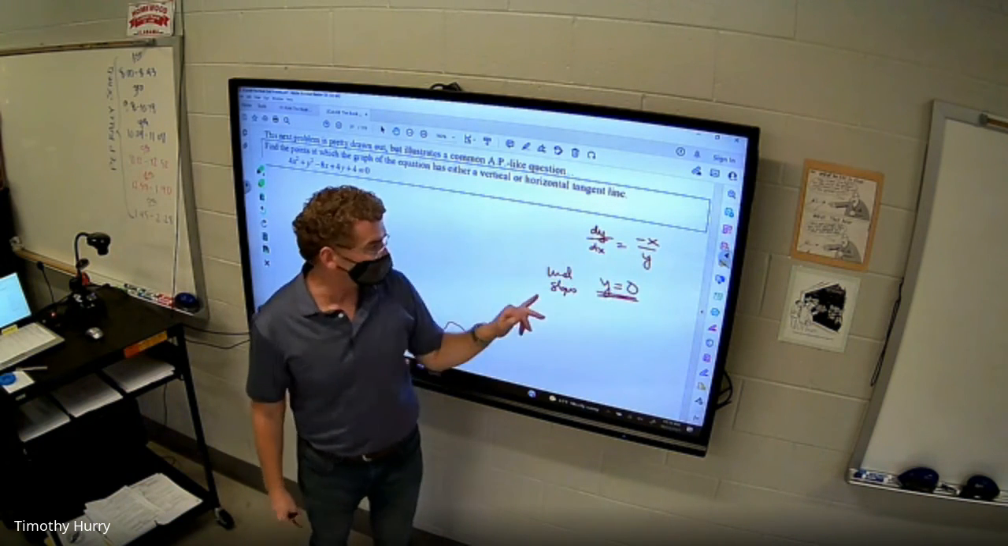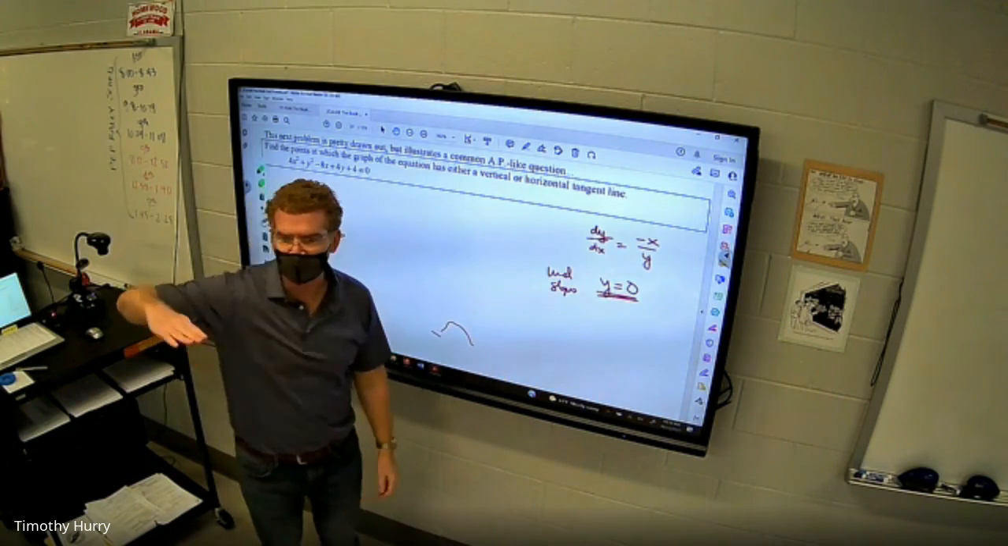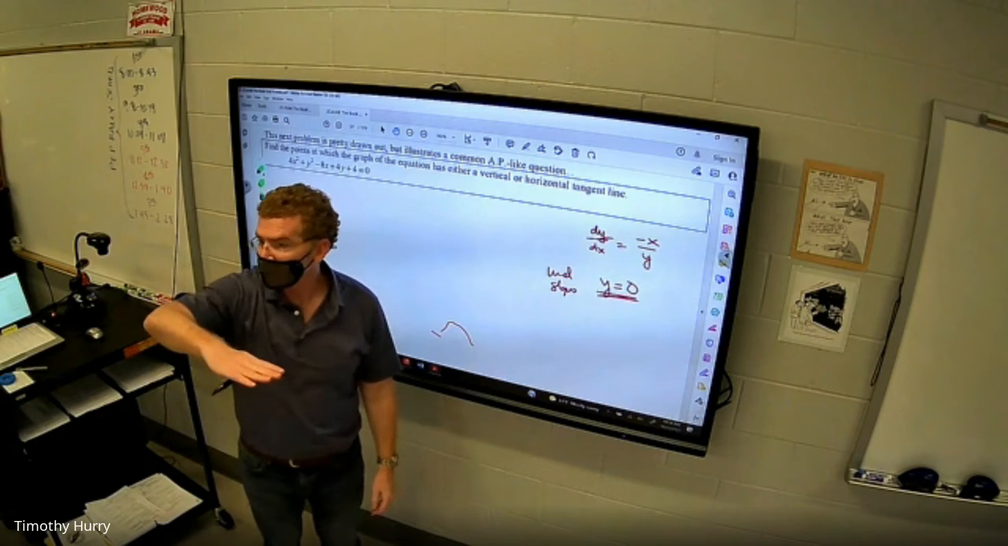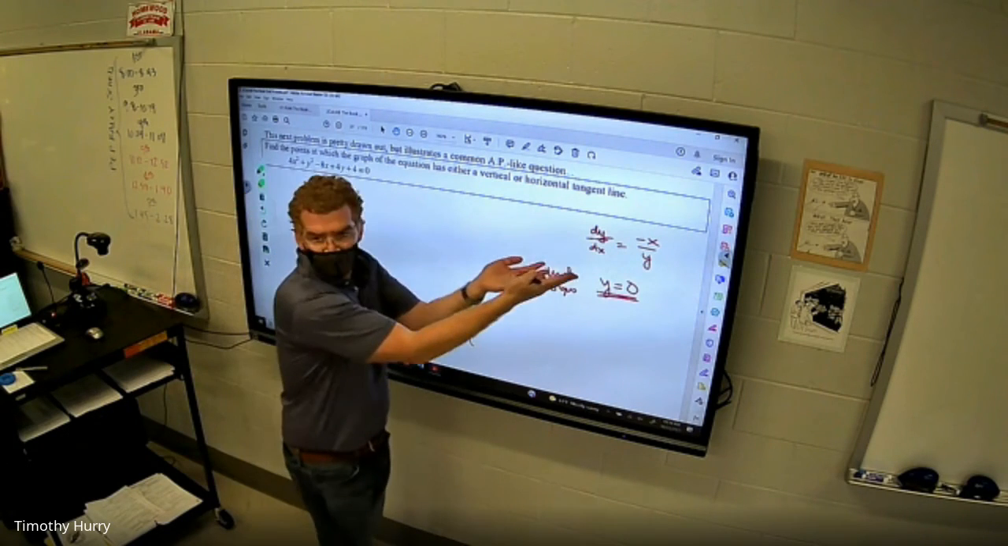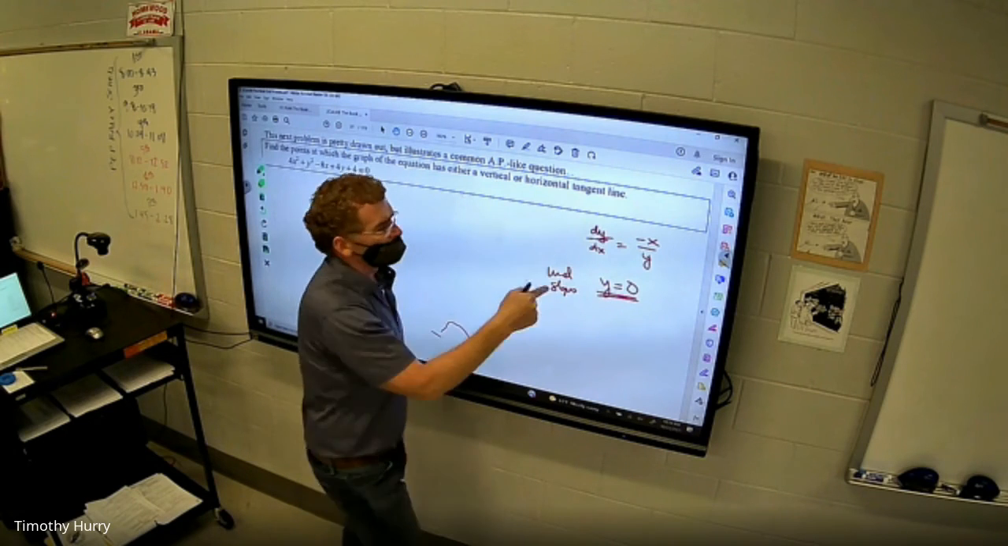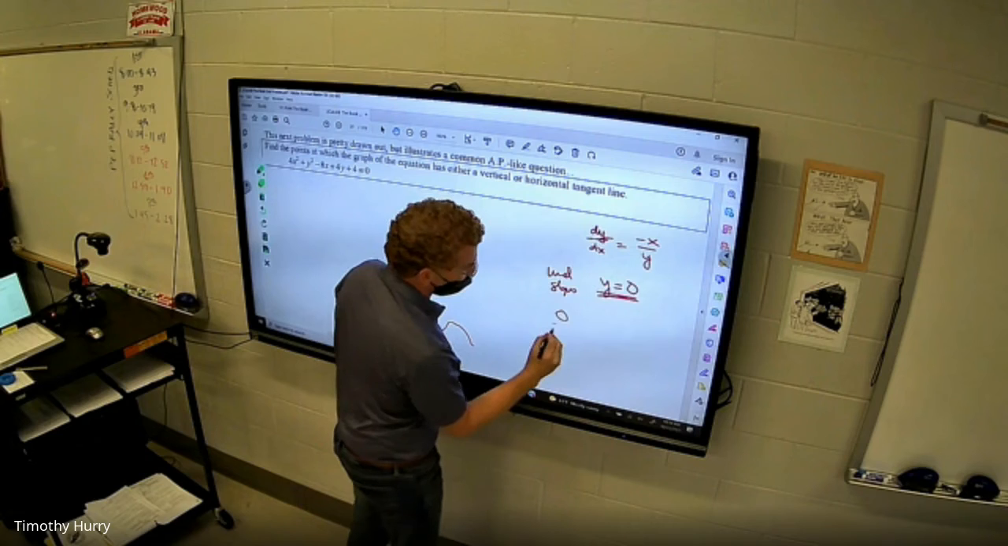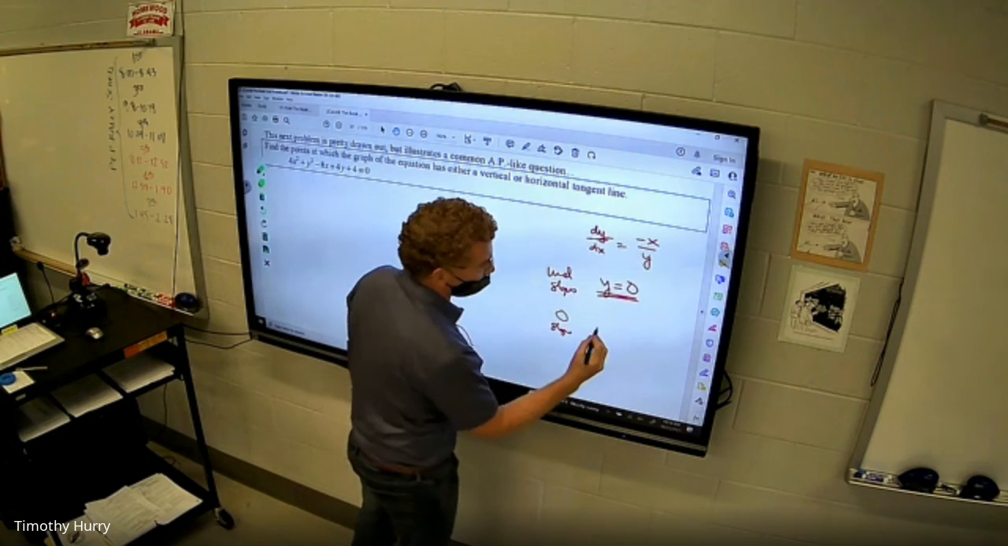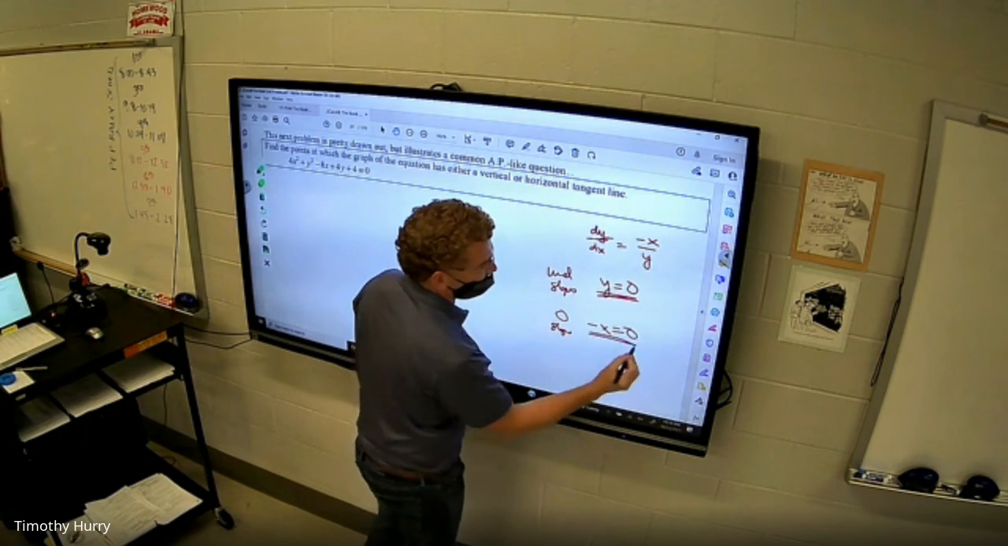And then if I ask where you have horizontal slopes, what do you know about horizontal slopes? The slope is 0. When would a slope be 0 if it was a fraction? When the top is 0. So where the slope is 0, you take the top, set it equal to 0, and solve.